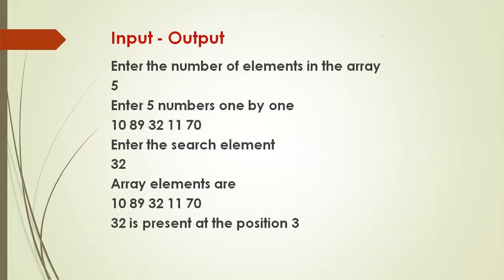Take an example. Enter the number of elements in the array: 5. Enter 5 numbers one by one: 10, 89, 32, 11, 70. Enter the element to search. I'm giving 32. So here, 32 is compared first with 10, then with 89, then with 32. When I equals 0, you are comparing 10 and 32. When I equals 1, you are comparing 89 and 32. When I equals 2, you are comparing 32 and 32. In that case, the I value will be 2.